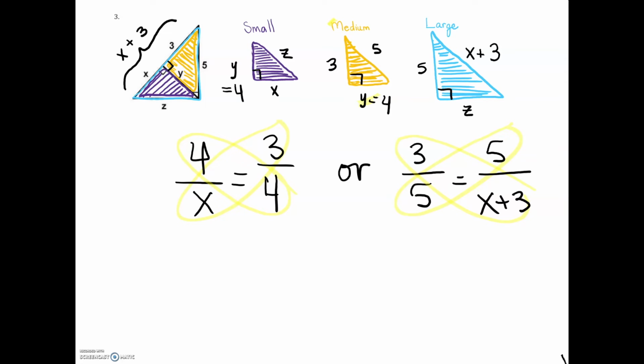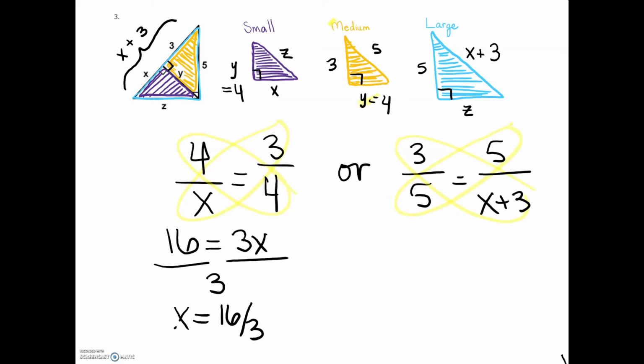So on the left, 4 times 4 is 16, and x times 3 is 3x. Then we divide both by 3, and we get x equals 16 thirds. If you want a mixed number, that would be 5 and 1/3.